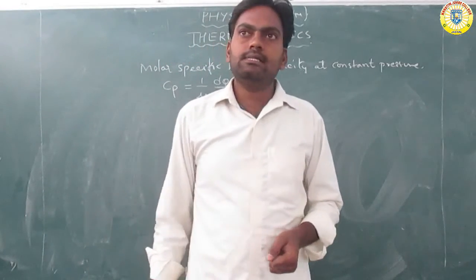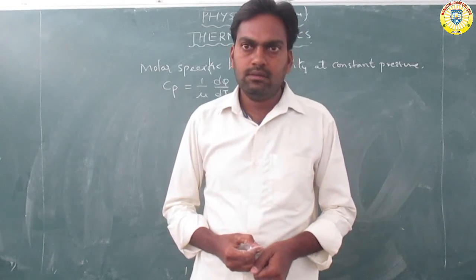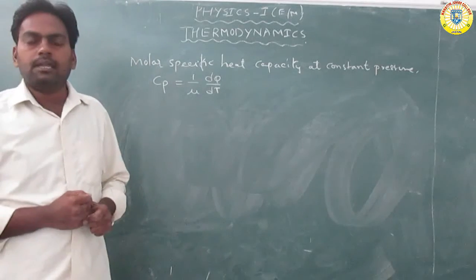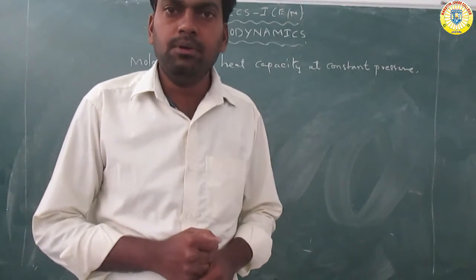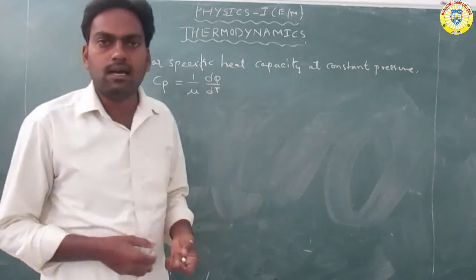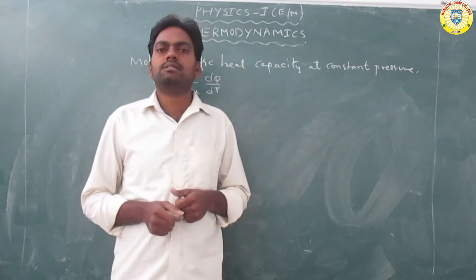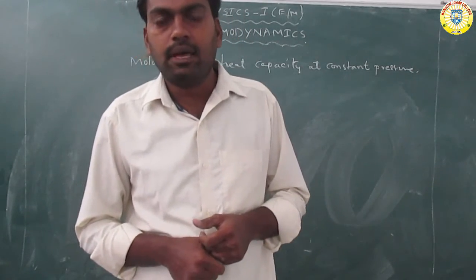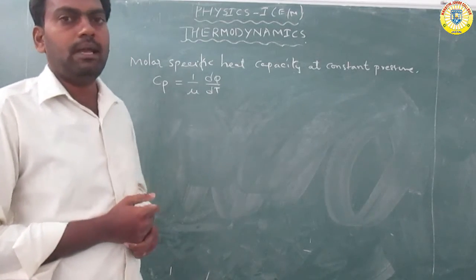So that heat is required by the system and it increases the temperature. Molar specific heat capacity at a constant pressure, in mathematical form, is Cp equal to 1 by mu dq by dt, where mu is the number of moles. So what is Cp? Some amount of heat is given to the system and it increases the temperature by 1 degree or 1 Kelvin at a constant pressure. That heat is called the specific heat, the molar specific heat at a constant pressure. So Cp is equal to 1 by mu dq by dt.